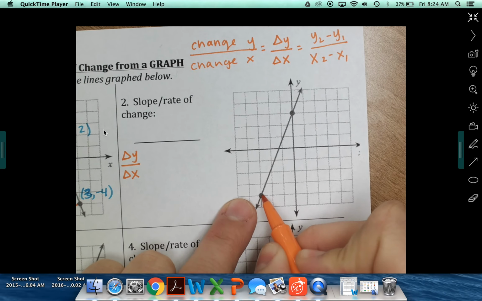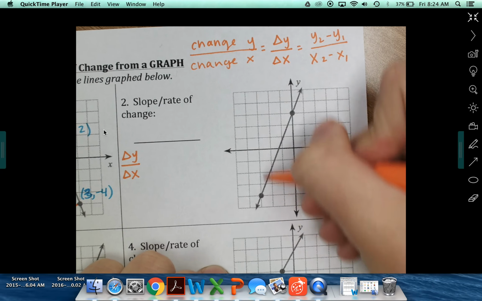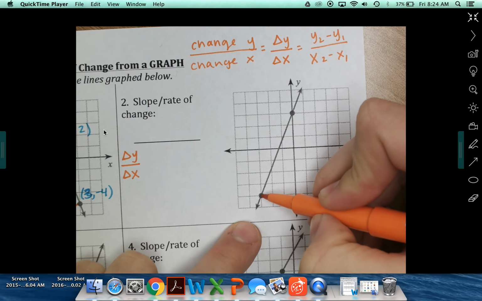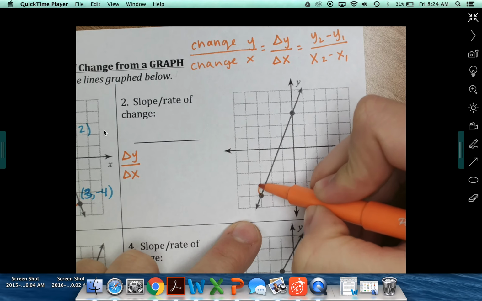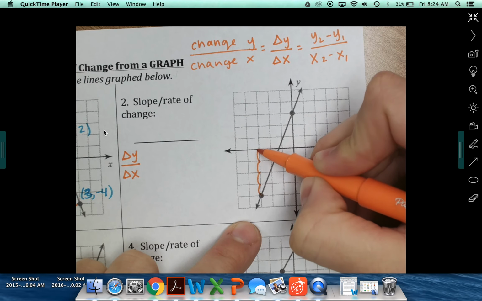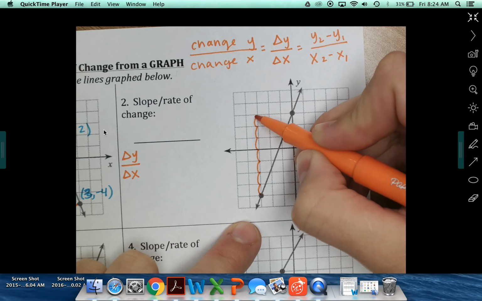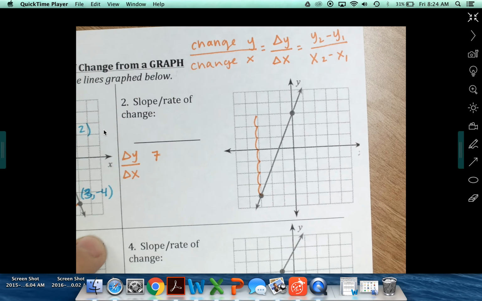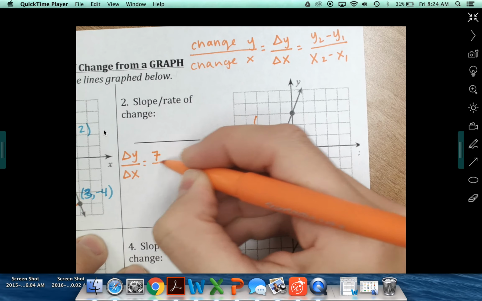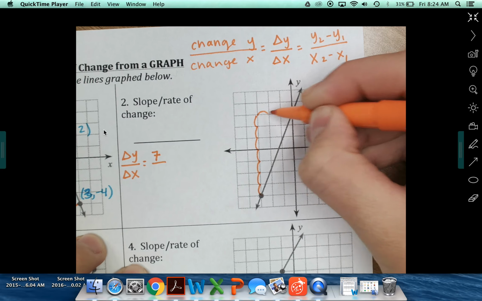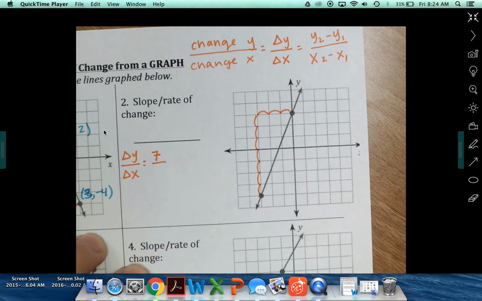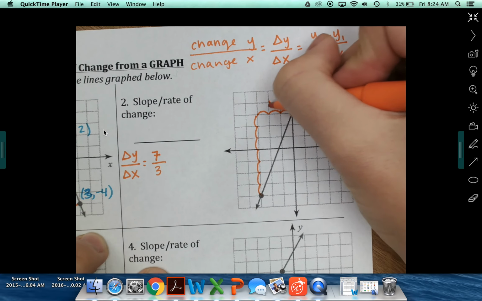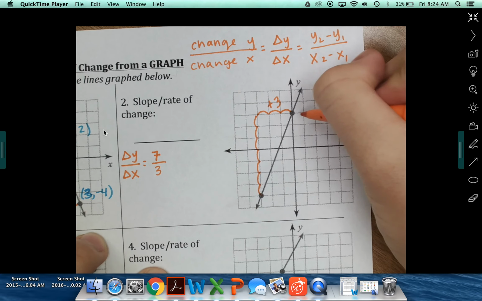Okay, so I'm looking at my change in y's. Our y-axis goes up and down, so we need to figure out this change. So I'm starting here at this point, and I'm moving up 1, 2, 3, 4, 5, 6, 7. I moved up, so that change in y is a positive 7. Now I need to move to the right. 1, 2, 3. I move to the right. Okay, so that change in x is a positive 3.